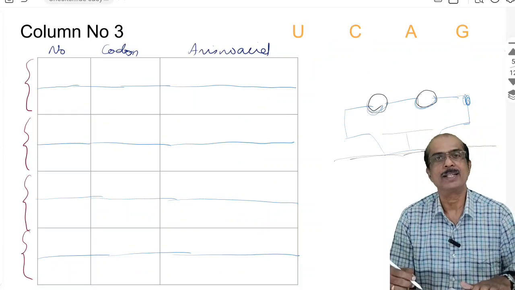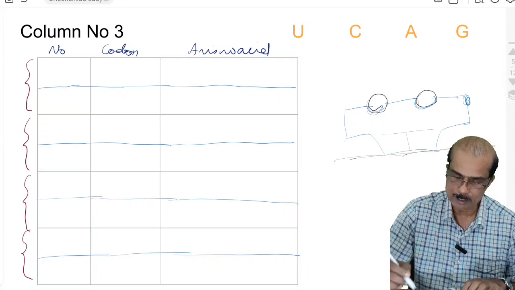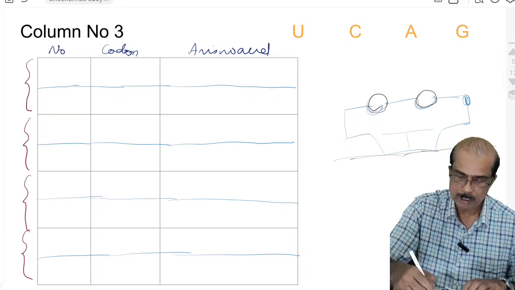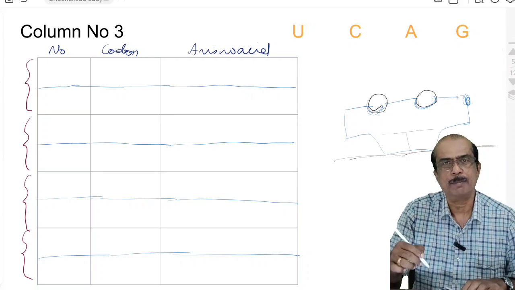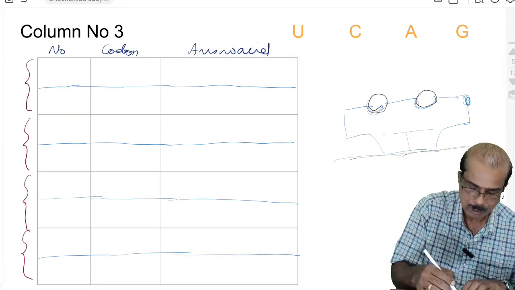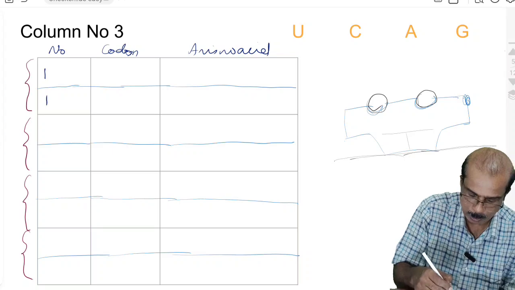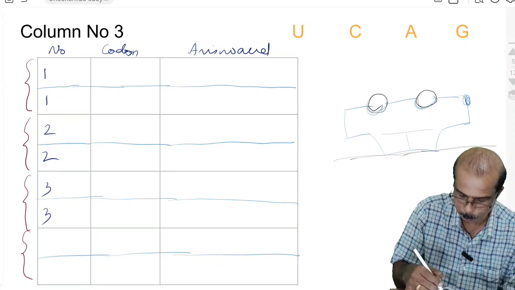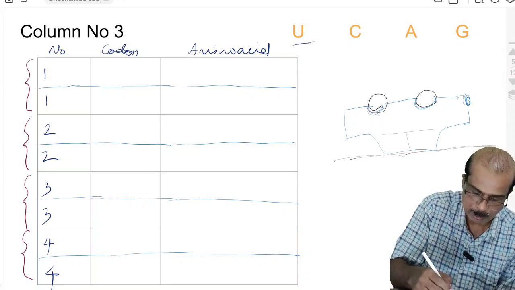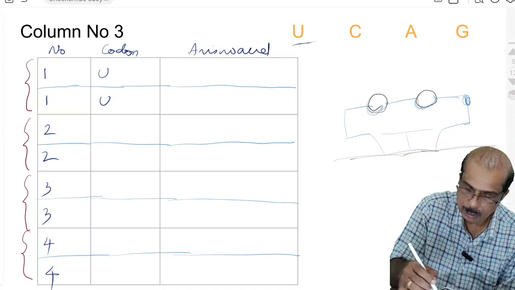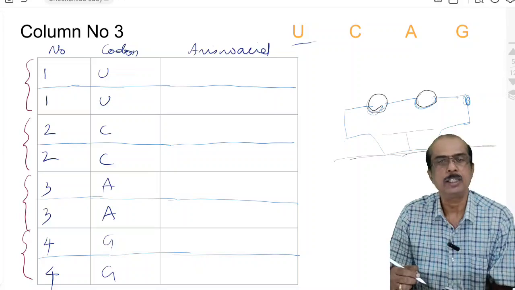Then move to column number 3. This one is a bit difficult, but we can study it easily. Just listen. Here, 8 columns are there because each item has 2 codons. Here is the first group: row number 1, row number 2, row number 3, row number 4. The first nitrogen base here is U, here C, here A, here G.